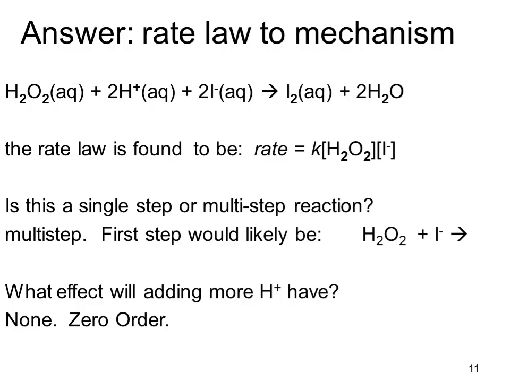So the first step would likely be hydrogen peroxide reacting with iodide to form something, right? And so we can make that prediction based on the rate law. It's possible that these could be two smaller steps, but it's much more likely that those two things are colliding to make something new. What effect will adding more H plus have? None. It's not part of the rate law, which means it's a zero order reactant. It's being added into this reaction after the rate determining step, so it is not important.